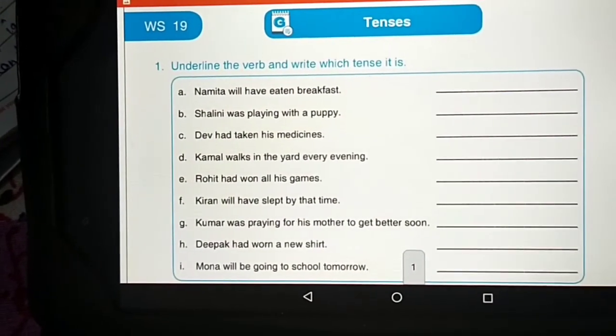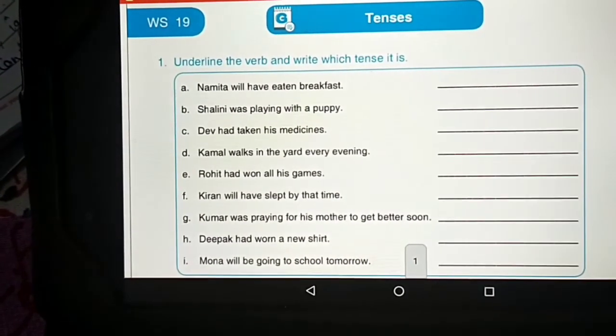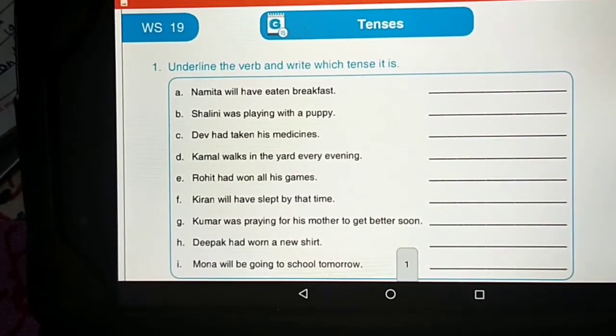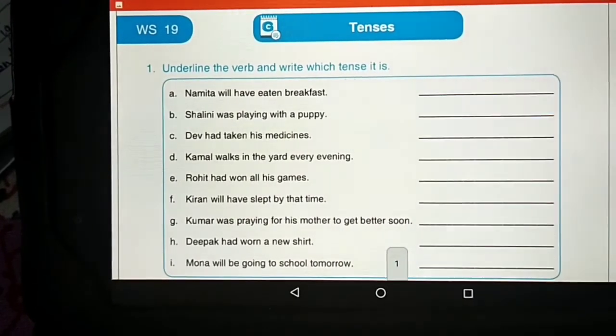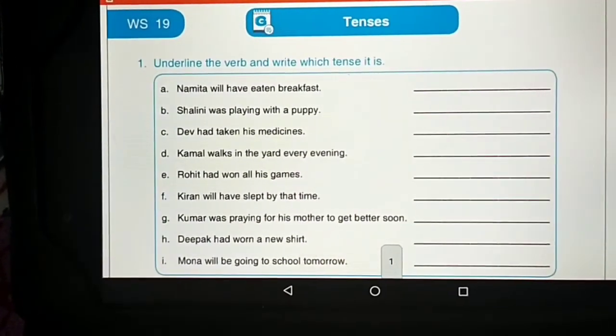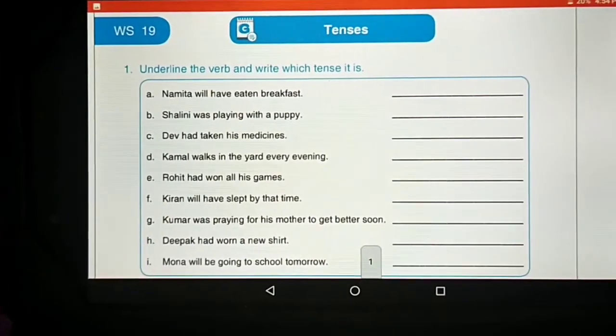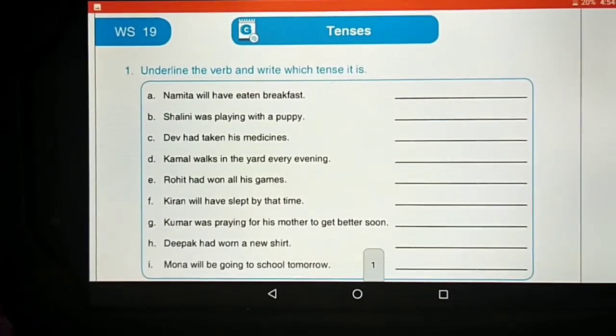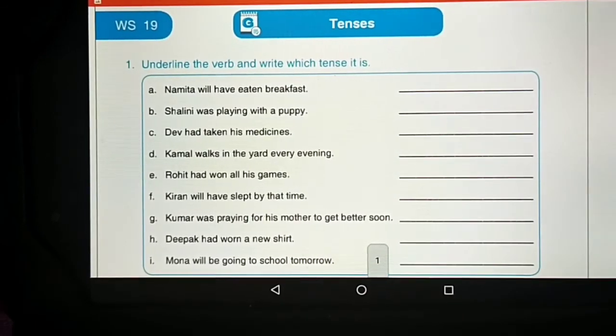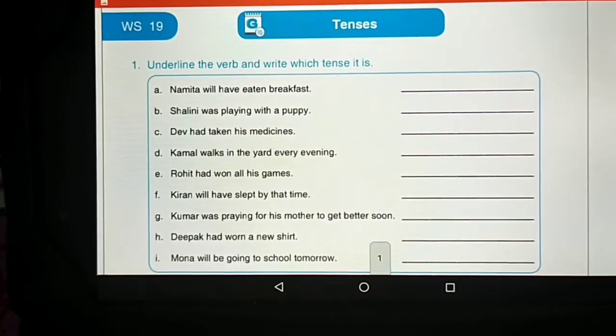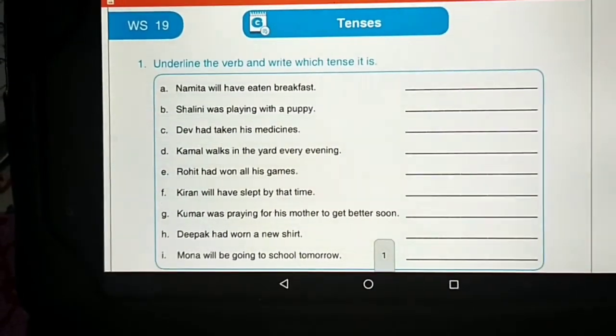Kamal walks in the yard every evening. Walks. It is present and there is no ing or has, have, had. So it is simple present tense. In the same way, you have to solve all these questions yourself.